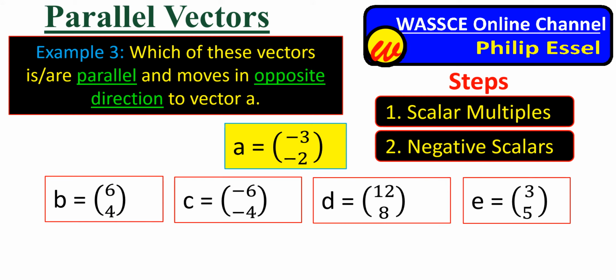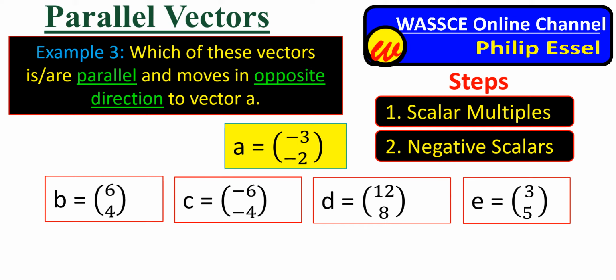We are going to use 2 steps to solve this problem. First, we are going to determine which of these vectors is a scalar multiple of the vector A. Then we will also determine which of them has a negative scalar. Remember, when your scalar is negative, then it means that you move in the opposite direction to the vector A. So that's what we are going to do. So first, we determine which of them is a scalar multiple of the vector A.